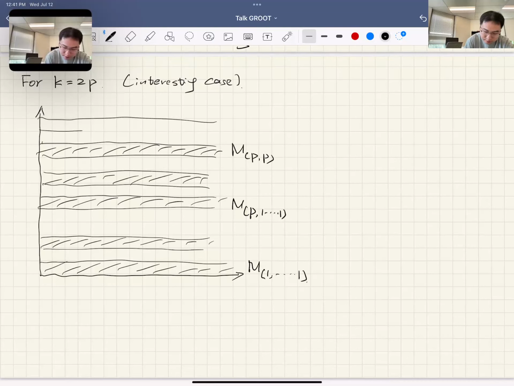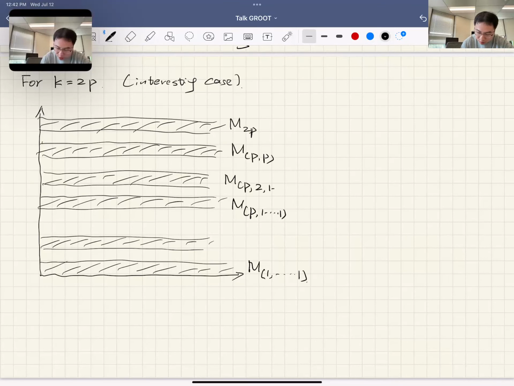Okay, it gets a little bit messy. This row corresponds to m sub 2p, and this row corresponds to m sub p2 1 1 1, direct sum with another non-vanishing part, which is m sub 2 2 2 2, where the summation of those 2s is equal to 2p. And this row corresponds to m sub 2 1 1 1. Okay.